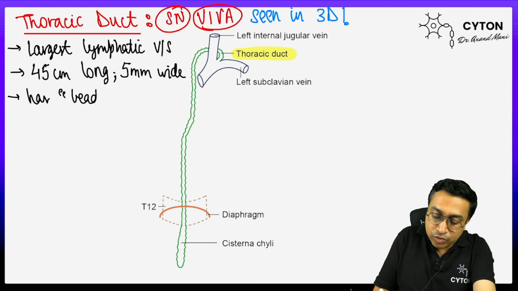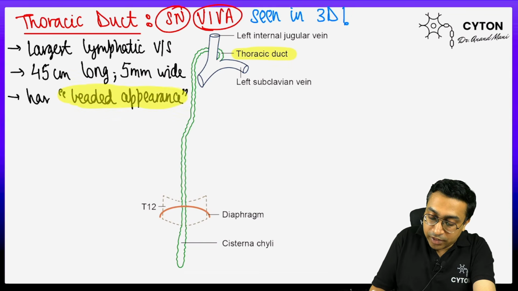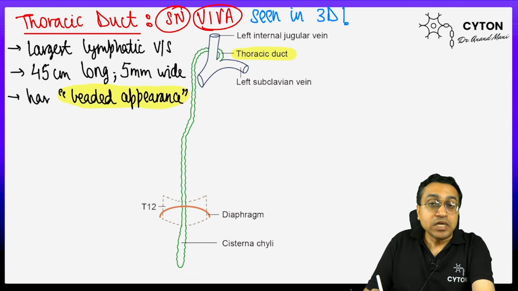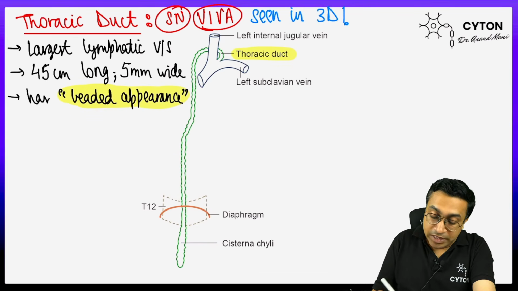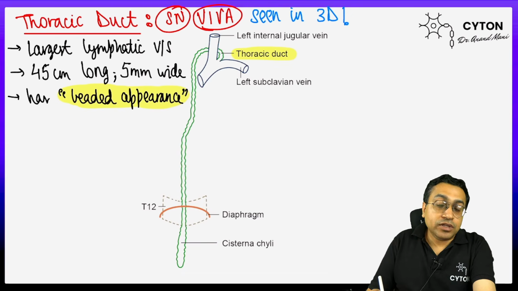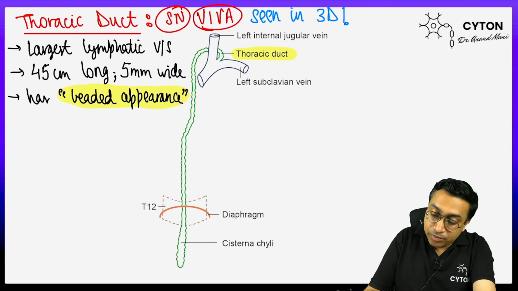Okay, and very important, as you know, it has a beaded appearance. So now you know why it is, and it is asked in the viva also. It has beaded appearance. Okay, so we know this. I am not writing again. So this is due to the presence of numerous valves. Okay, now very important, the formation. So formation is extremely important to understand here.